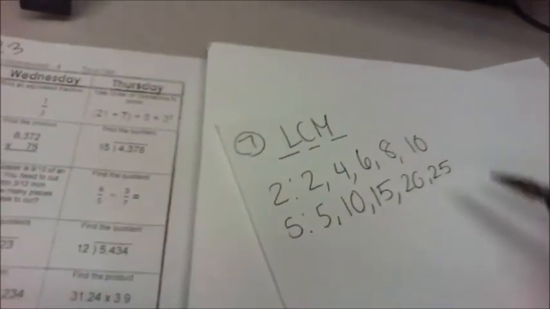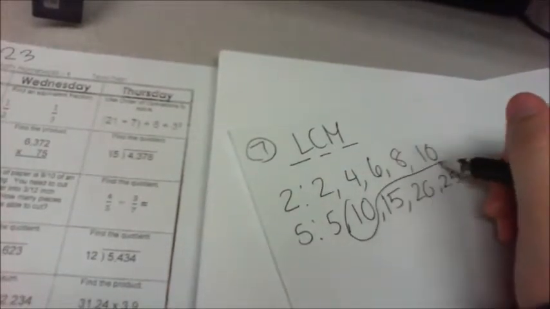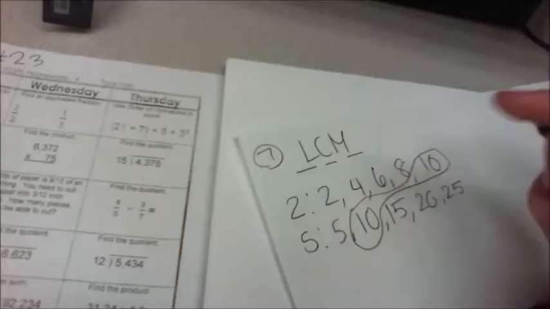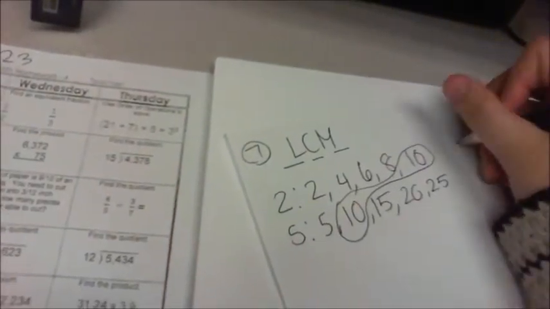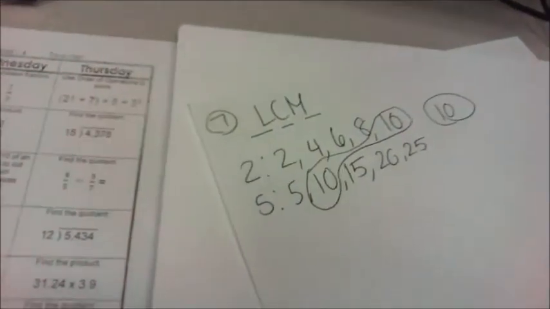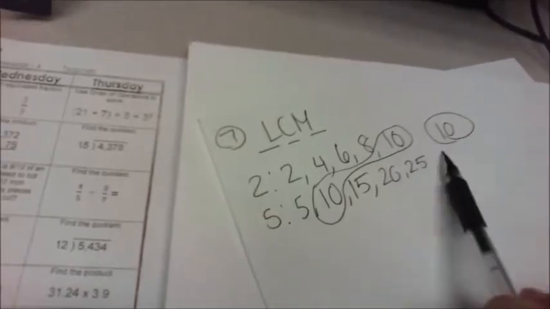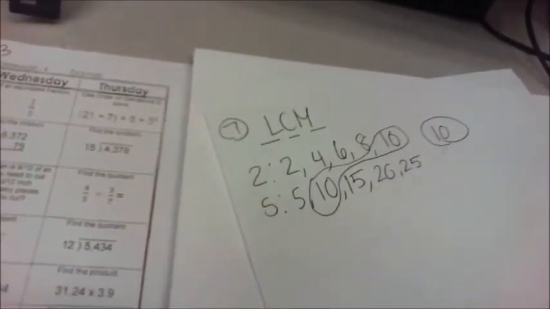Now we look for what they have in common. We see they have the 10 in common. And we're looking for the least common multiple, so the smallest number. So the LCM of 2 and 5 is 10. Make sure you're writing all of this down when you do it. Do not just put 10 in the blank. We will mark it wrong. Show your work.